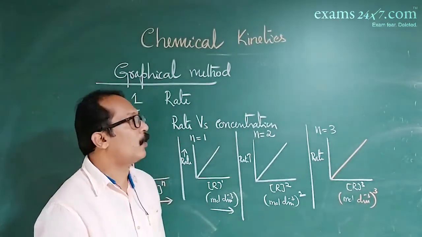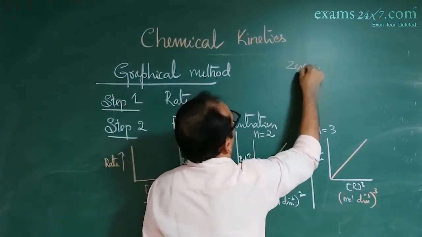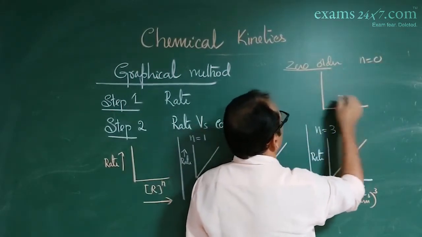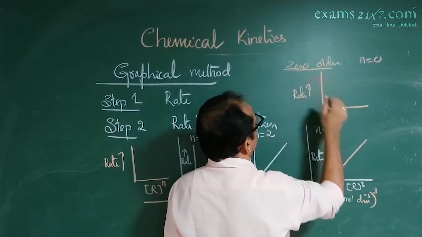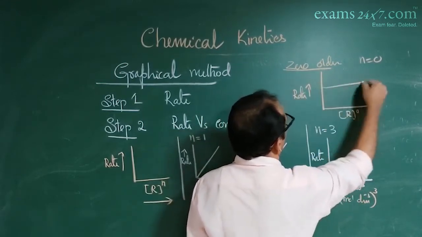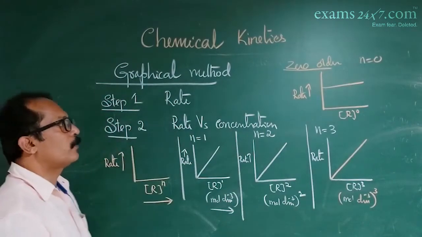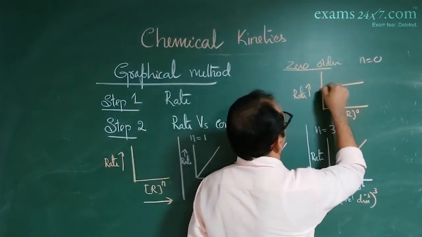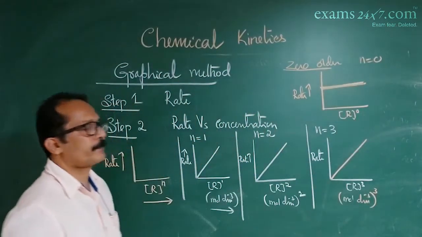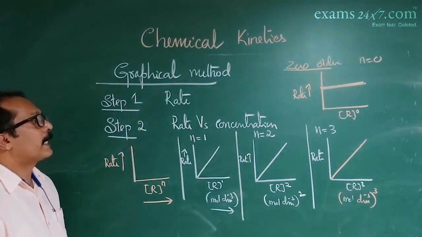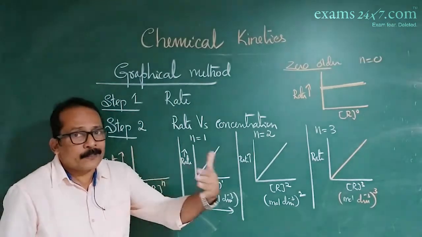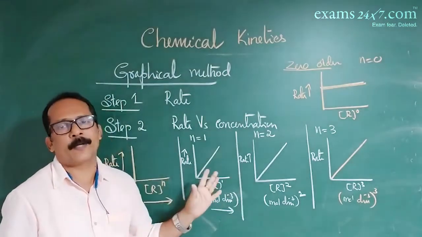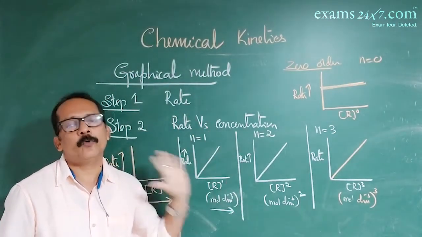You have to test for a zero order reaction. For a zero order reaction, the n value is equal to 0. Here, the rate of the reaction is independent of the molar concentration of reactant. That means it will be a straight line parallel to the x-axis. So this method is called the graphical method. While determining the order, the first time you get a straight line for n equals 1, that means your experiment is over. The order of the reaction is equal to 1.